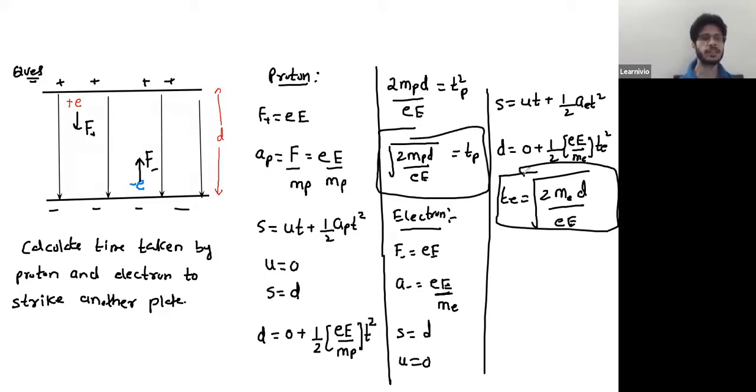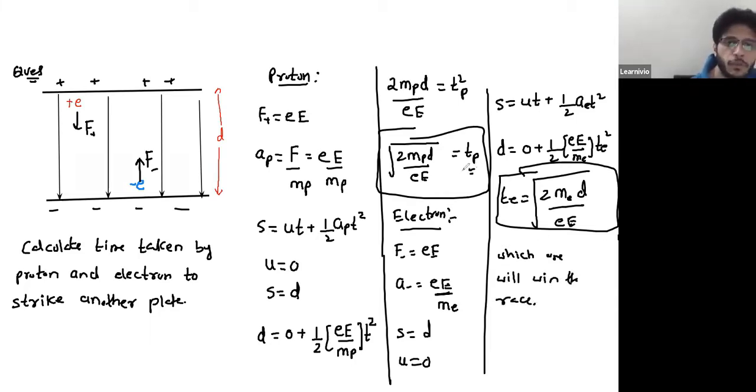So who will arrive first? Will the proton reach the other plate first, or will the electron reach the other plate first? If I say which one will win the race? Which one will win the race?